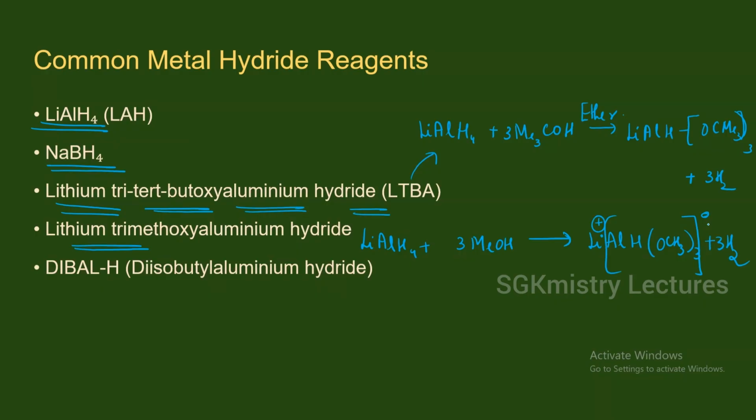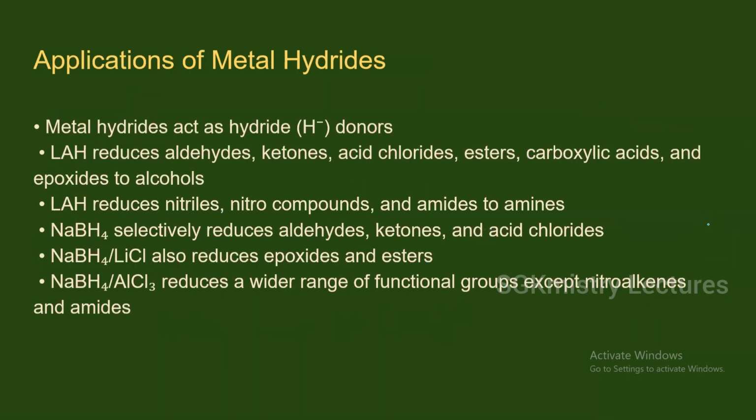So all these reagents have varying capacity for reduction, and again there may be differences with respect to the selectivity and the functional groups on which these particular reagents act. Now talking about the applications of metal hydrides, they act as hydride donors. So lithium aluminum hydride reduces aldehydes, ketones, acid chlorides, esters, carboxylic acids, and epoxides to alcohols. So directly all these compounds will be reduced to alcohols. Lithium aluminum hydride reduces nitriles, nitro compounds, and amides to amines. So all these groups will be reduced to amines when you're treating them with lithium aluminum hydride.